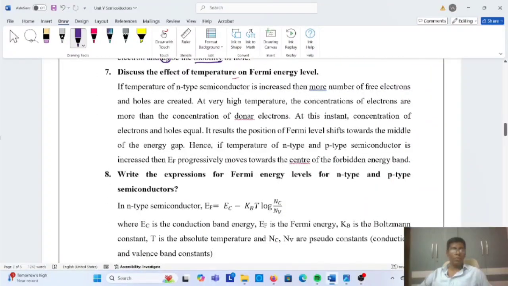Discuss the effect of temperature on the energy level. This question is very important.